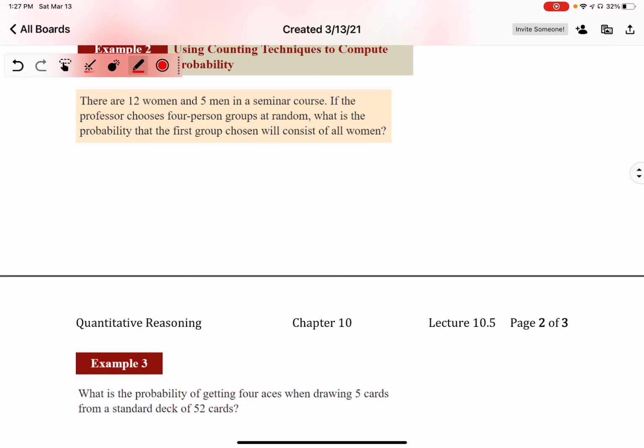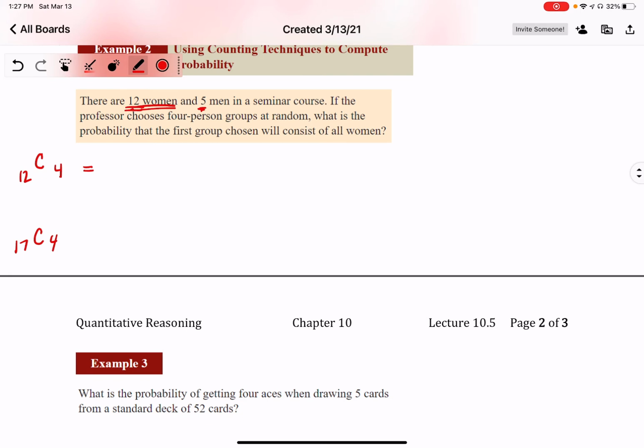The first thing we need to look at is that we have a combination. We're not looking for order, but we have a total, so 12 women, and we're picking 4 people. And then we also have, remember, this is the 12 from the women, and then we also have the 17, because that's the 12 plus 5 for our total. And we're still picking 4 people.